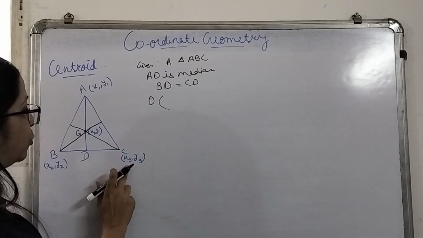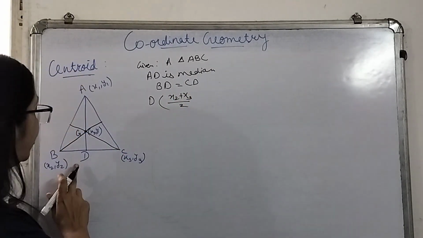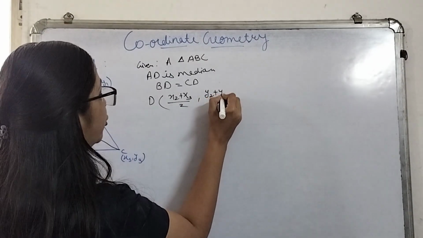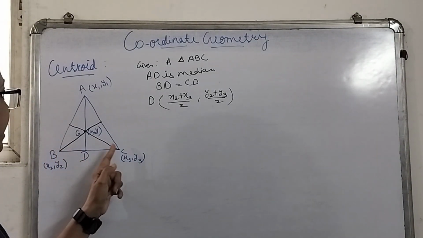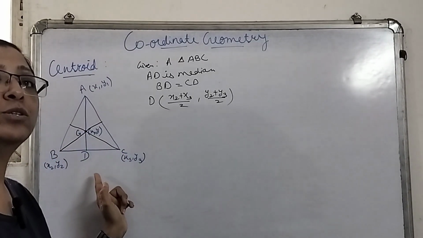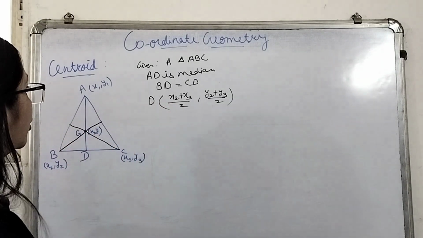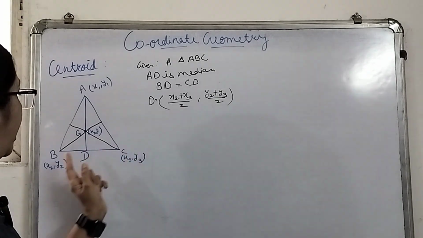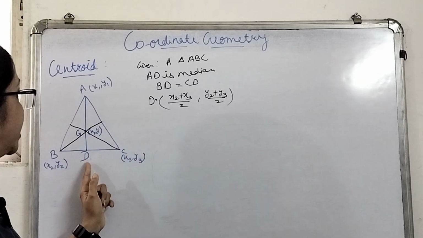So the coordinates of this D will be x2 plus x3 by 2. This will be the x coordinate of D, and y coordinate will be y2 plus y3 by 2, because this point D is dividing the line segment BC into the ratio 1:1. So by section formula, we will be getting the coordinates of D as x2 plus x3 by 2 and y2 plus y3 by 2. This is the coordinates for the point D.